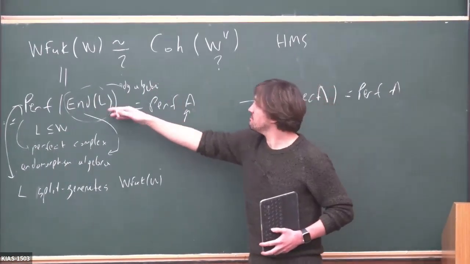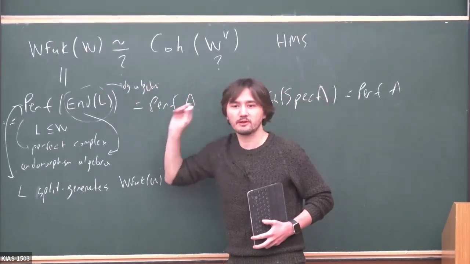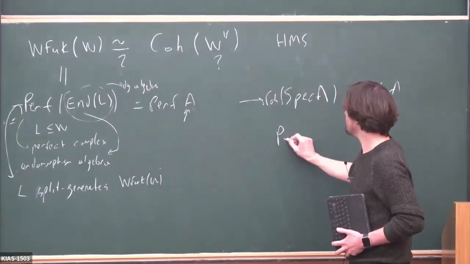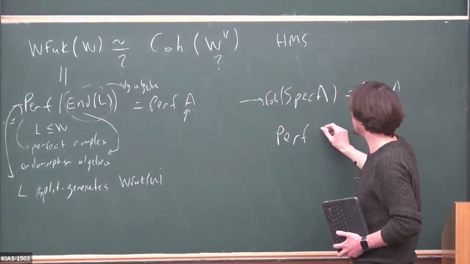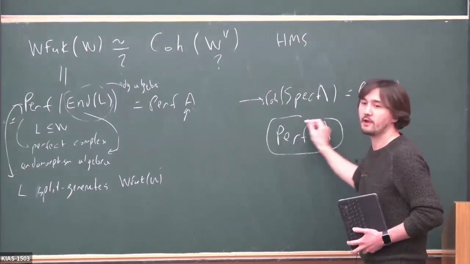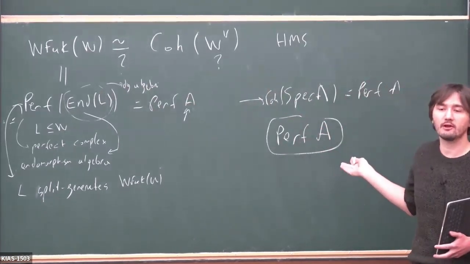But let's say it's just a DG algebra, non-commutative. Then for the mirror, you can just think of the mirror as perf A. This is a derived non-commutative scheme.